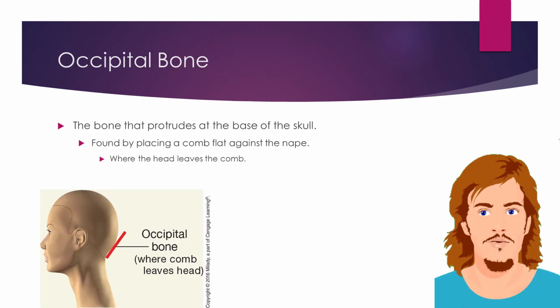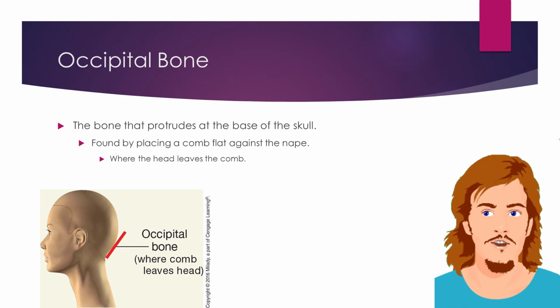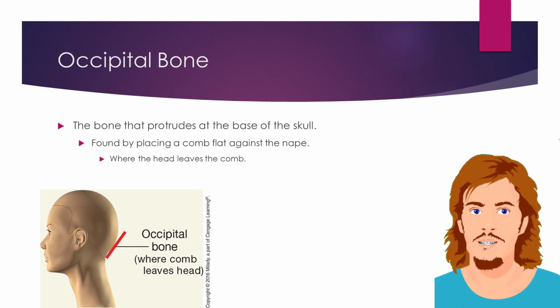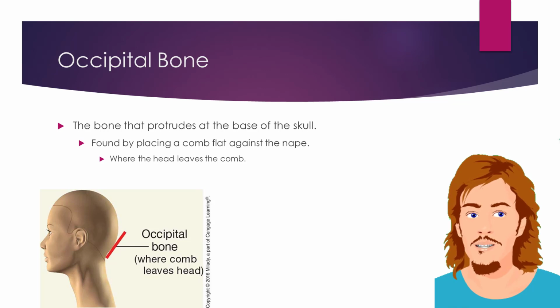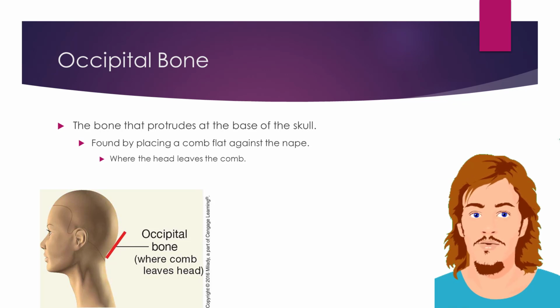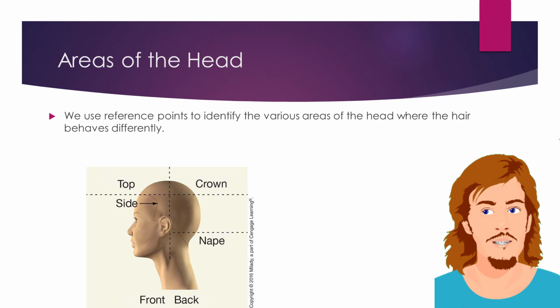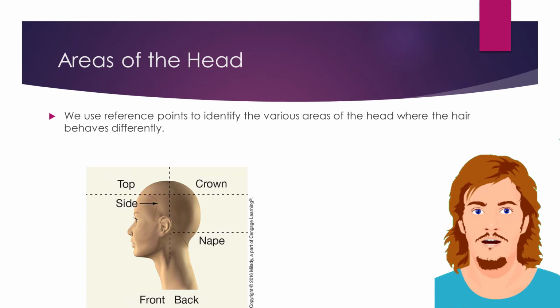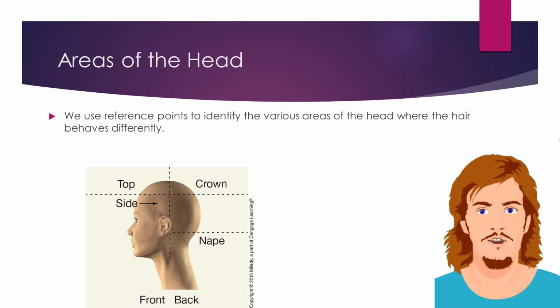The bone that protrudes at the base of the skull is called the occipital bone. It is found by placing a comb flat against the nape. The point where the head leaves the comb is the occipital bone. Knowing these reference points will help guide you to understand the different areas of the head and why the hair behaves differently in these areas, so that you may achieve your client's desired look consistently.